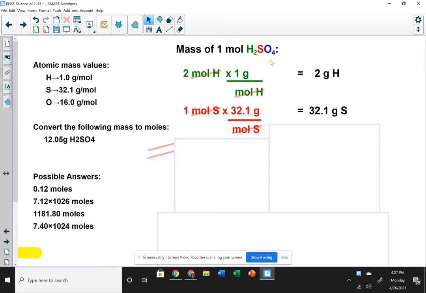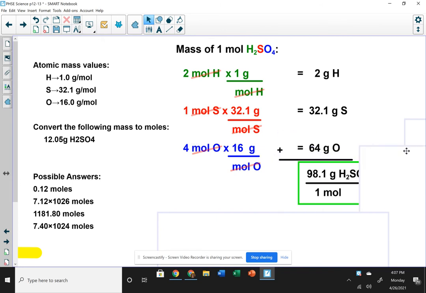For oxygen, there are 4 of them here. You can see from the subscript. So for oxygen, you've got 4 moles of oxygen for every mole of the acid, and it's times 16 grams per mole. That's what they told us, based on the atomic mass on the periodic table. When you use your conversion, you cancel out your moles and you end up with 64 grams of oxygen.